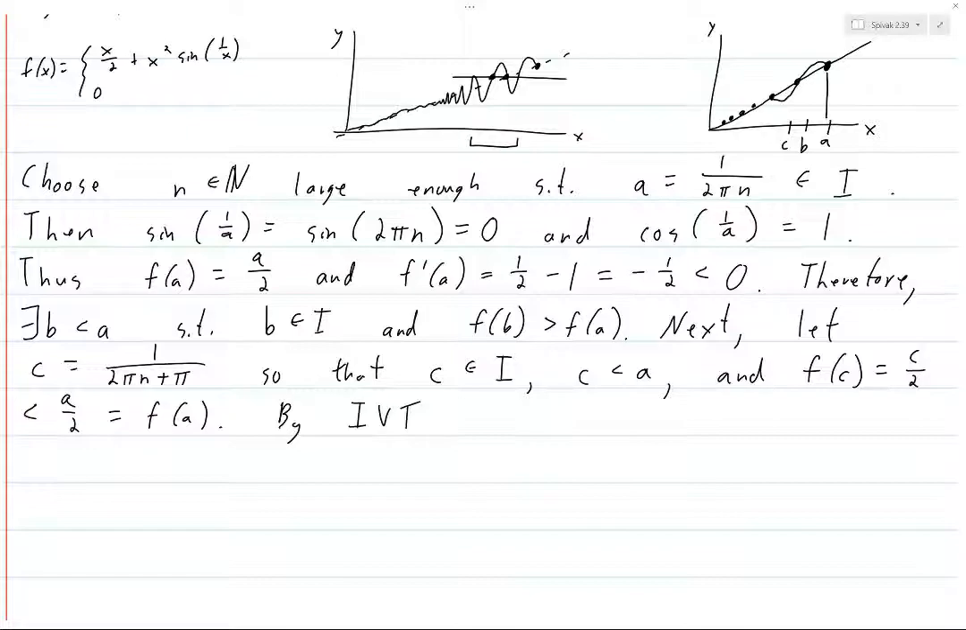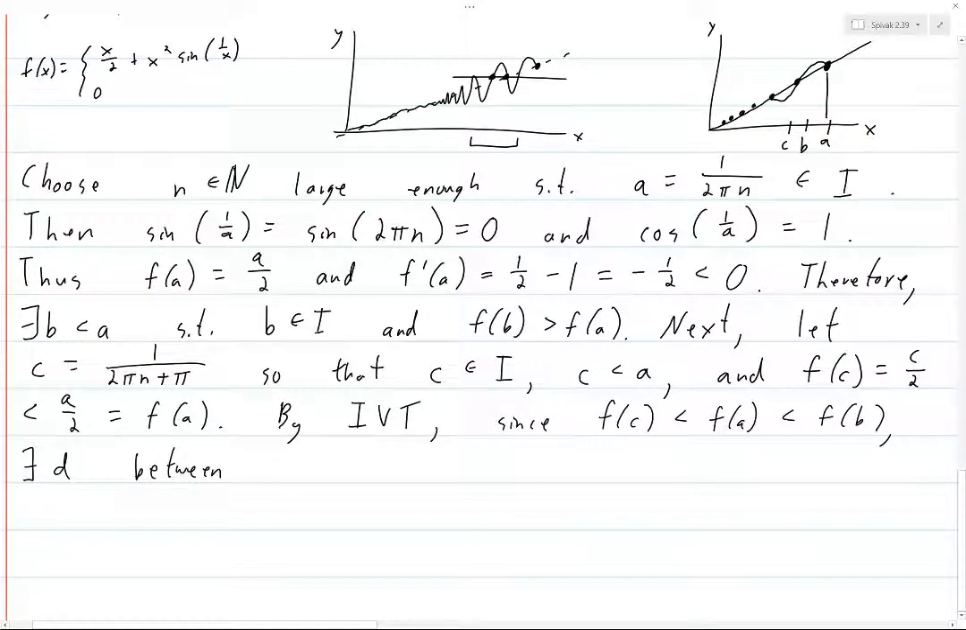Okay, so since f of c is less than f of a is less than f of b, there exists some value d which is between c and b, such that f of d equals f of a.